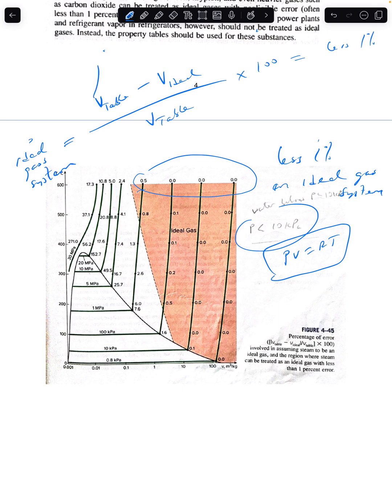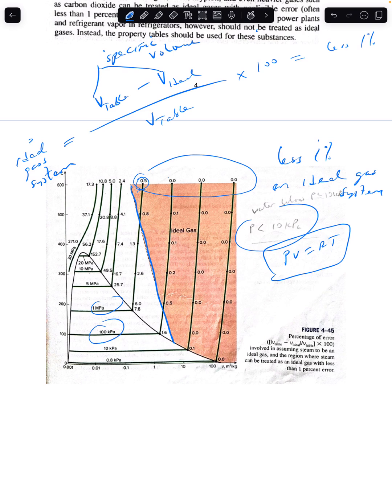Remember, this v is the specific volume. And therefore, look at this graph, and you could tell that 1 megapascal can be an ideal gas equation, can satisfy the principle of the ideal gas equation as long as the percentage error is less than 1.